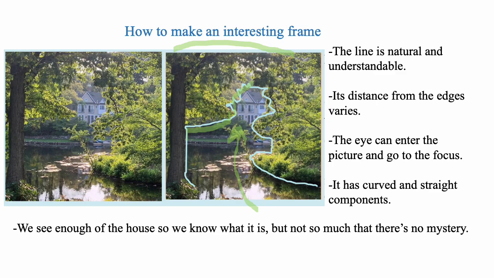And the line has some curved components and some straight components. And it forms a crude triangle with the house at the apex. We want to see enough of the house so we know what it is, but not so much that there's no mystery.